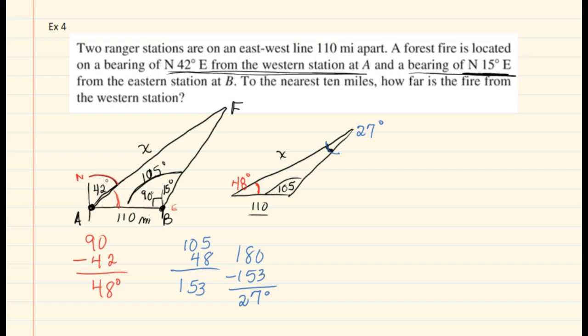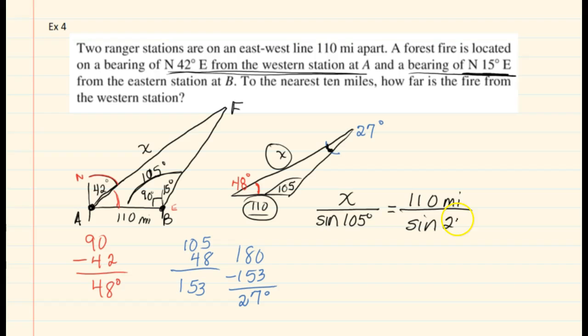Now, why did I do that? Because if I want to use the law of sines, I need to get one of the sides. I'm going to have x over sine of 105 degrees, and then the other side I have, which is 110 miles, over sine of 27 degrees. And I can solve for x by multiplying both sides by sine of 105 degrees. So I'm going to have 110 sine of 105 degrees divided by sine of 27 degrees.